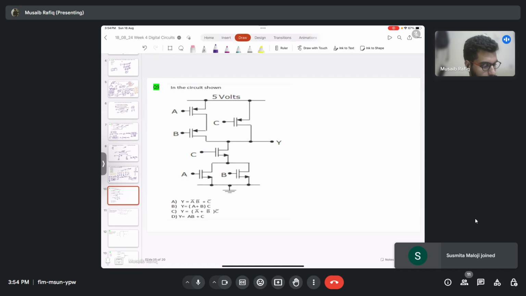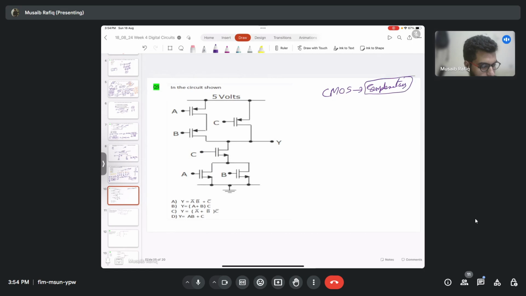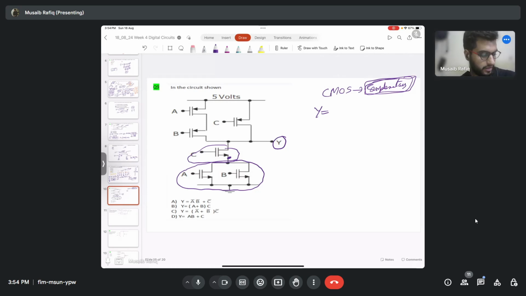So always remember CMOS gives the answer in complementary form, right? Don't forget this complement. So my Y is basically this and with this, and then the complement because it's CMOS logic. So when A and B are in parallel in the NMOS pull-down network, it becomes an OR operation, A plus B, and then this is in series with this, so it becomes an AND operation, A plus B times C.